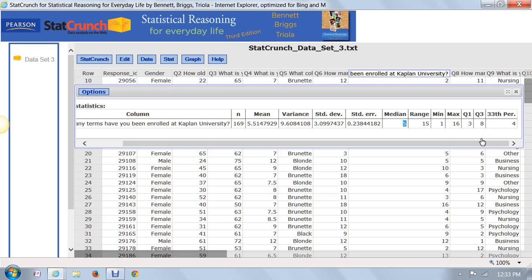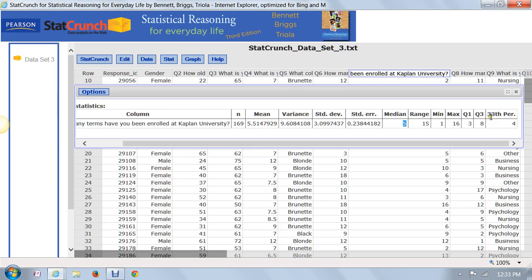Now you can take it the other way also. If 75% said they had been enrolled for 8 terms or less, 25% have been enrolled for more than 8 terms. And Q1, the 25th percentile, or the first quartile, says 25% of the people have been enrolled for 3 terms or less. 75% of the people, 100 minus 25, have been enrolled for more than 3 terms.